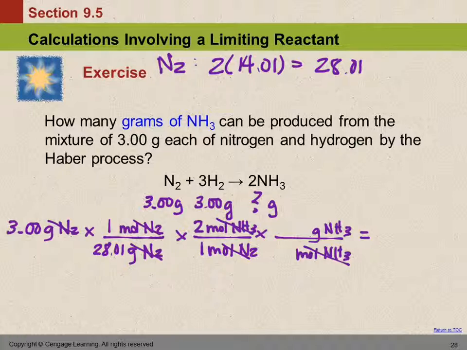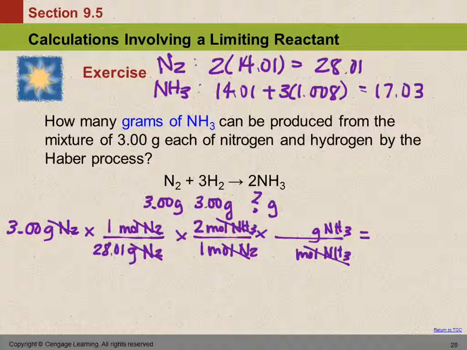And then for the last one, we need the molar mass of ammonia, which is 1 nitrogen and 3 hydrogens, which is 17.034. And again, that's with the grams. Molar mass, mass of 1 mole. Okay, that's what molar mass means.